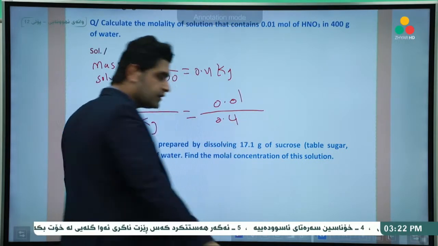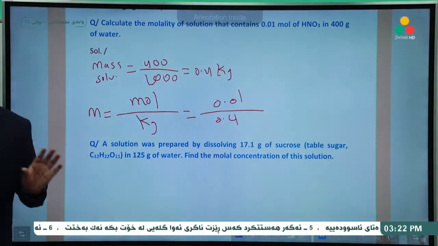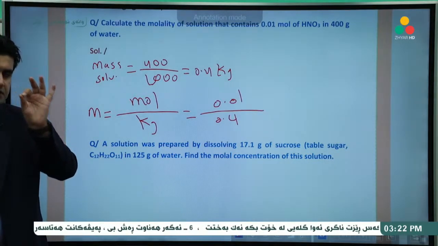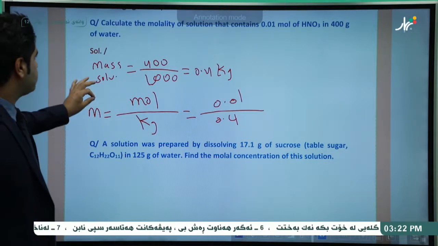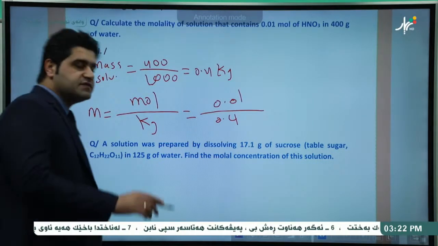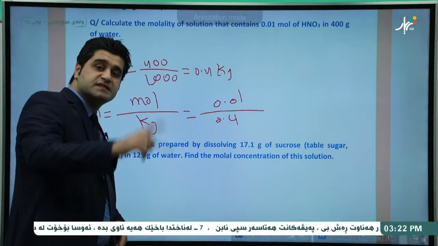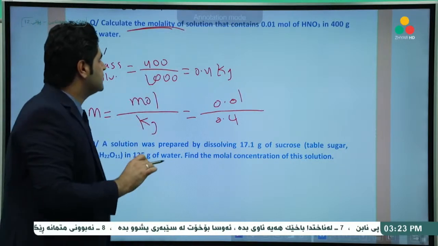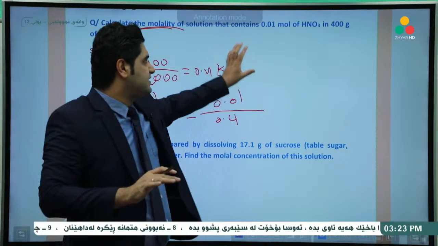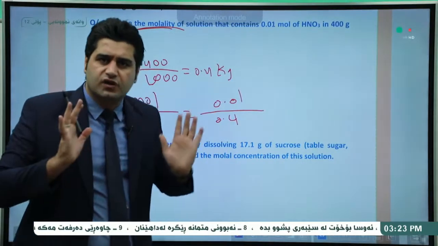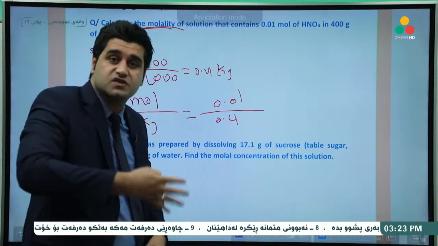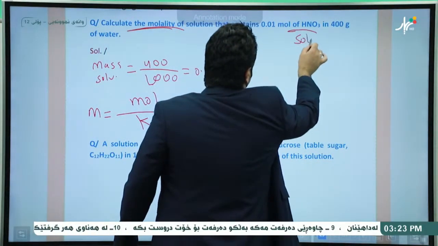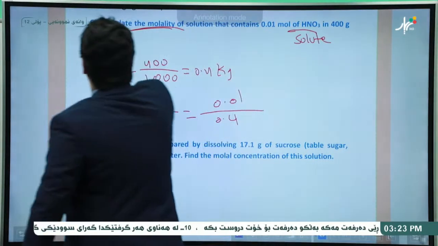0.4 kilogram. Look, about the molality questions, you don't have anything to do without identifying solvent and solute as a first step. So, this is about the molality. So now, let's identify the solvent and solute. Then you can start solving. Okay, HNO3 in water, this is solute. In water, water is a solvent.